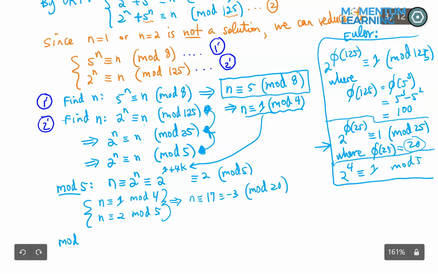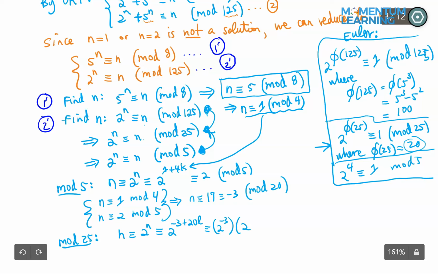So modulo 25, again, we already know that n is congruent to 2 to the n modulo 25, but now remember, by expressing it in terms of modulo 20, I can replace n with, for instance, minus 3 plus, I used k already, so let's use L again this time. So I can write this as 2 to the minus 3. Do you guys agree? And then times, in the same spirit as here.